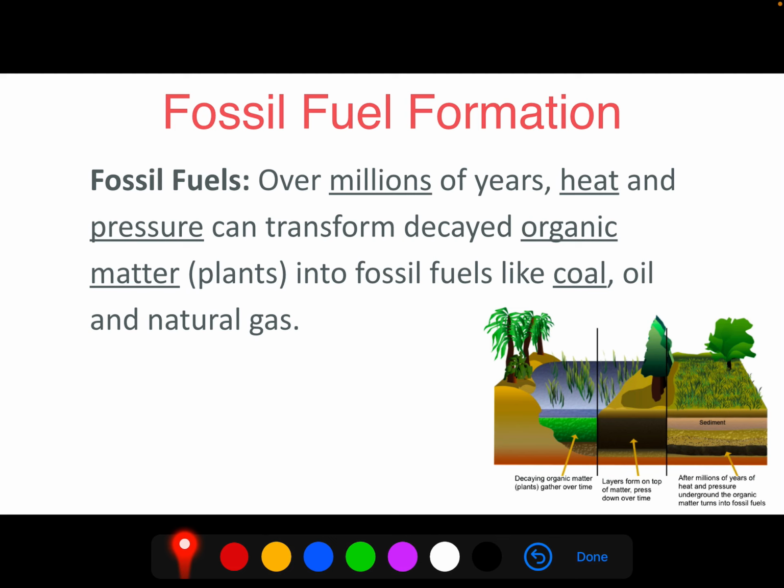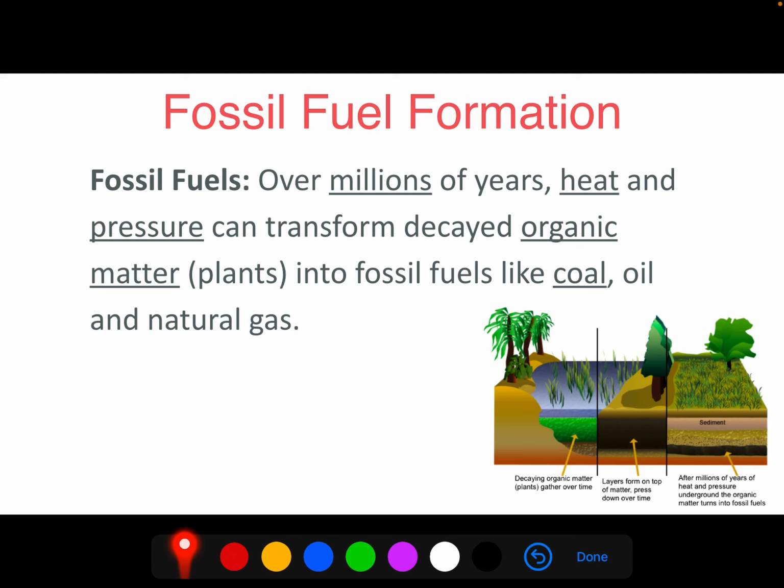We're going to start with fossil fuel formation. So how do fossil fuels form? That's a lot of F's all right in a row. Over millions of years, heat and pressure can transform decayed organic material, or organic matter, which is just decayed plants, into fossil fuels like coal, oil, and natural gas. We've talked about this a little bit already this year, but these are the things you need to write down.